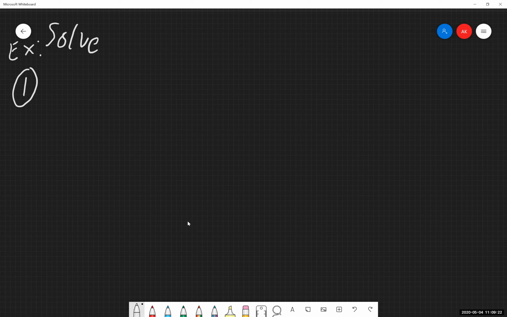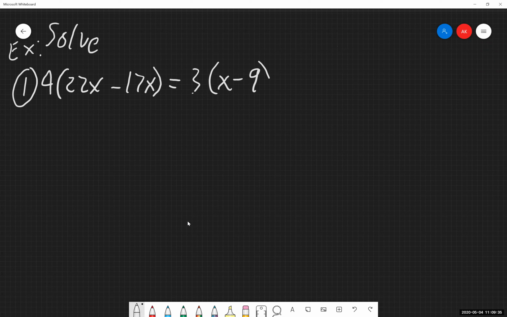The first one that we have is 4 times the quantity 22x minus 17x, is equal to 3 times the quantity x minus 9. So again, following our process, first and foremost, simplify both sides of the equation. I'm only looking at the left-hand side here, and I'm going to follow PEMDAS to do that. I look inside the parentheses and simplify inside there. I'm going to get 5x.